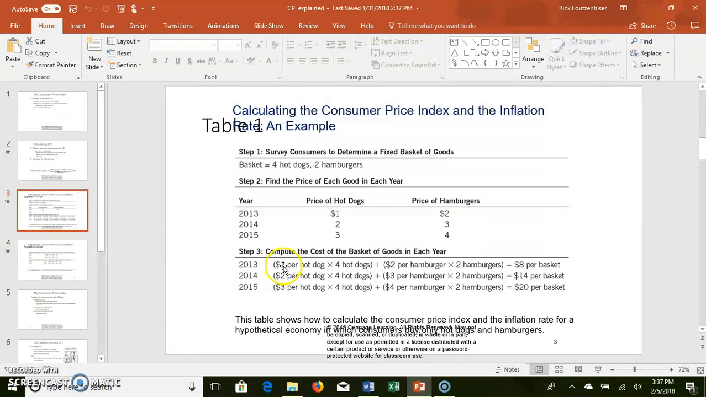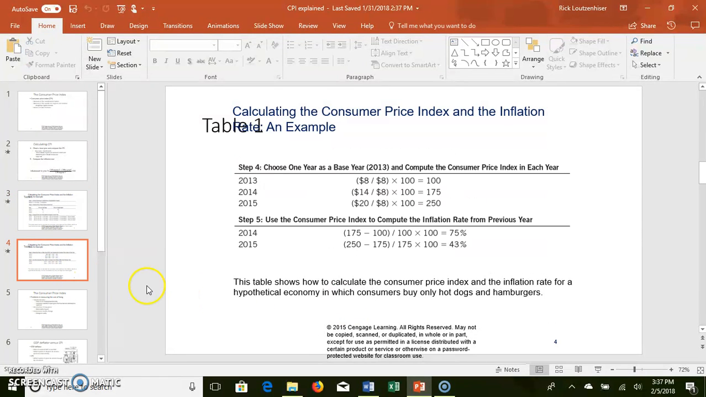So in 2013, it's $1 per hot dog times 4 hot dogs in the basket, plus $2 per hamburger times 2 hamburgers in the basket, and the basket's $8. Then in the next year, doing the same kind of thing, it's $14, and then the following year it's $20, right? So on the next slide, we finish this. We have to choose 1 year as the base year. We're going to choose 2013, and then we can compute the consumer price index in each year.